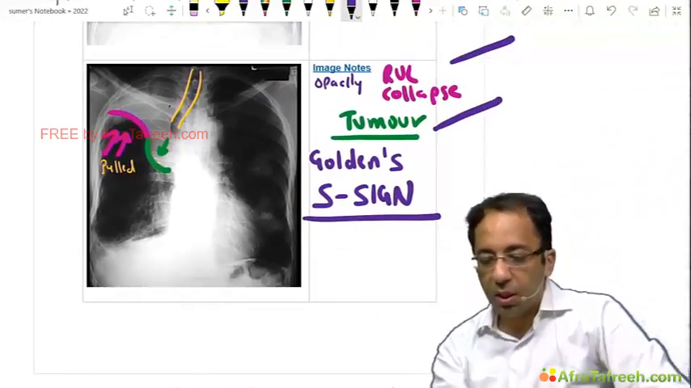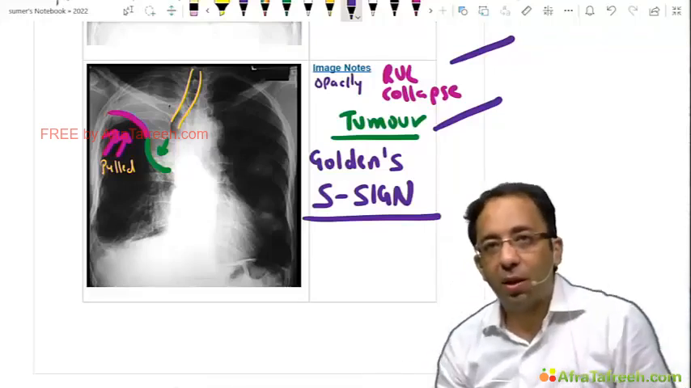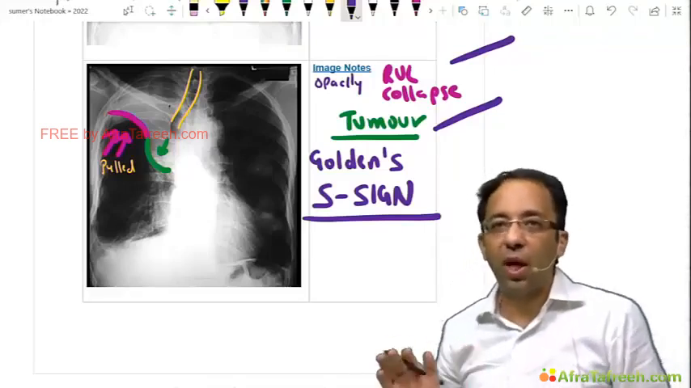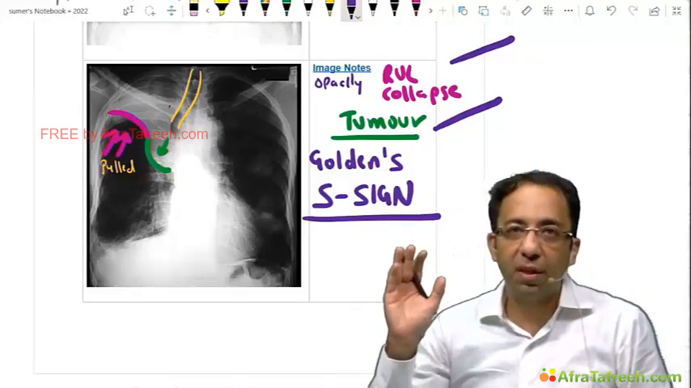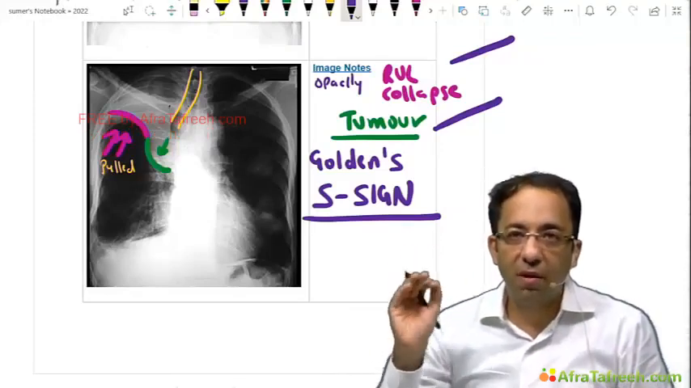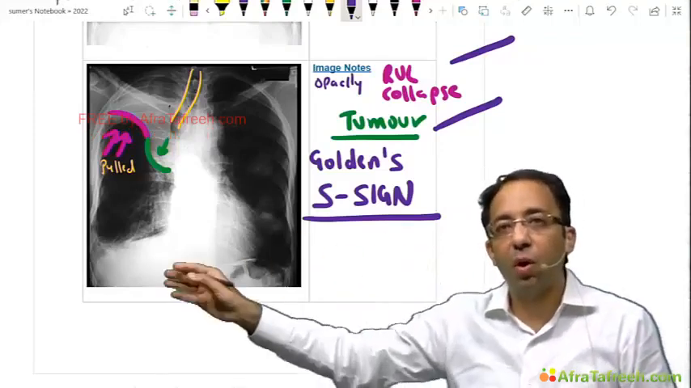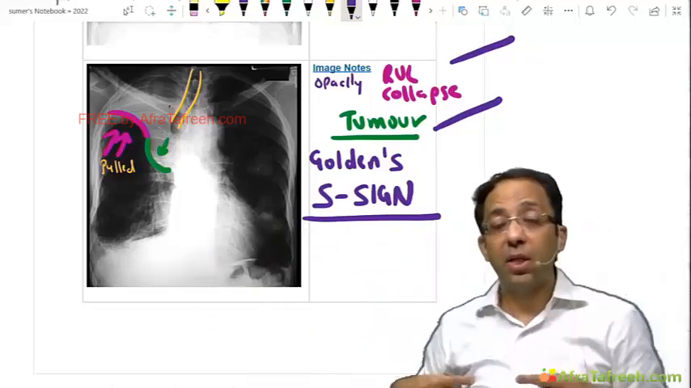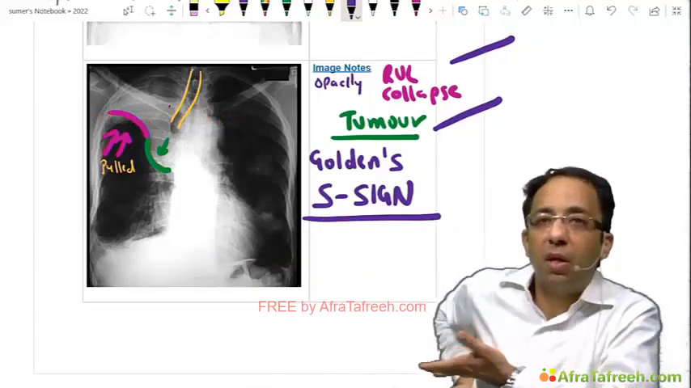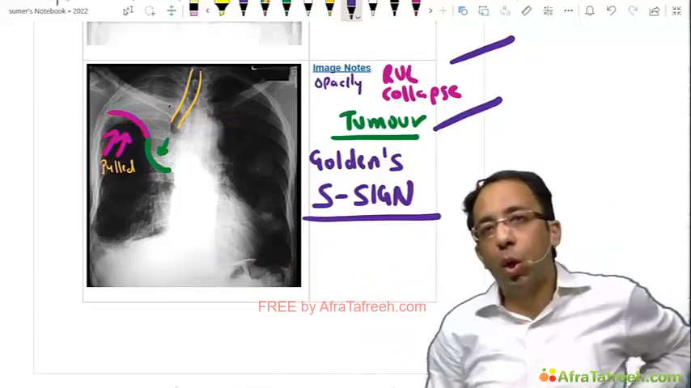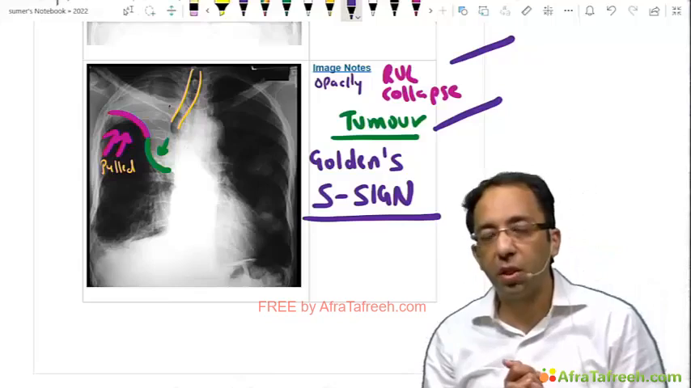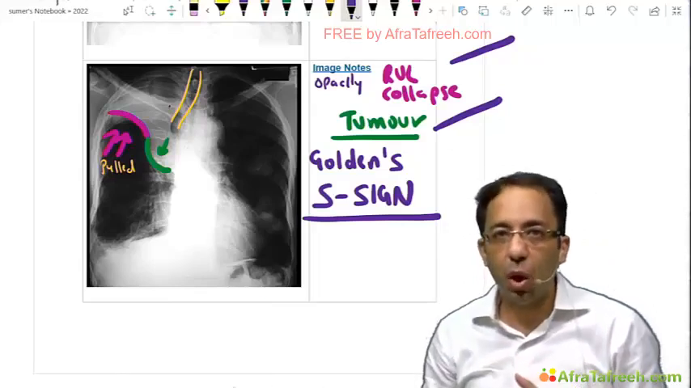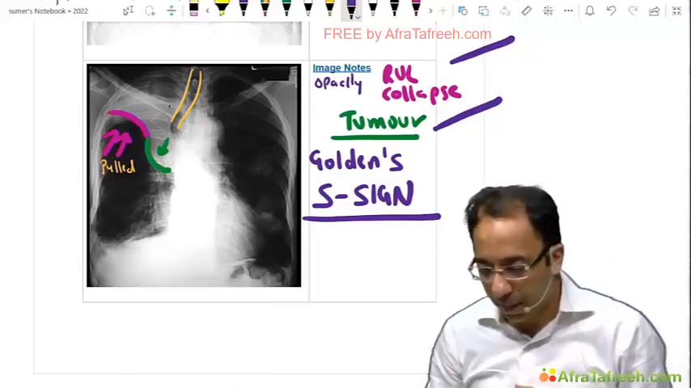Okay. Now Jitendra is saying, sir, ये सिर्फ right पे होगा. Yes, Golden S sign is only for right upper lobe collapse. Why not for left? Left side पे we do not have a horizontal fissure. Remember, lung में remember anatomy. Right side पे you have a horizontal fissure and an oblique fissure. Left side only oblique fissure. You don't have a horizontal fissure. So such an appearance is not possible on the left side.